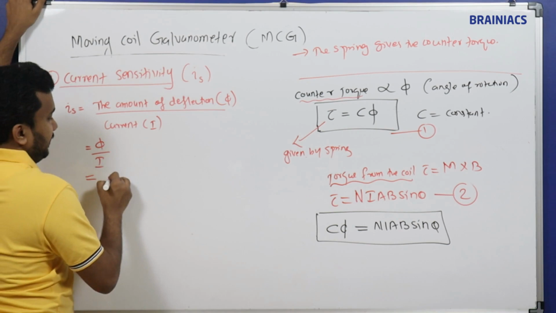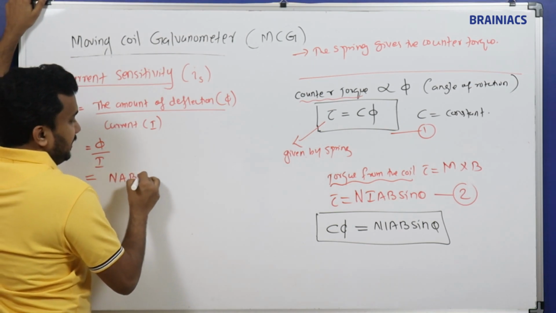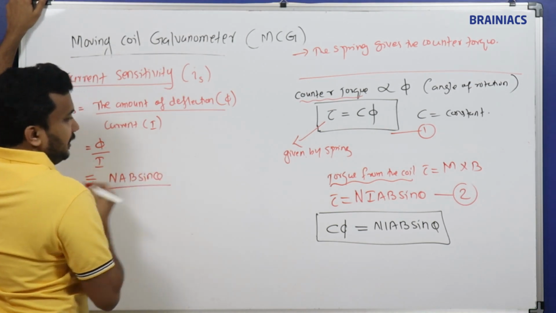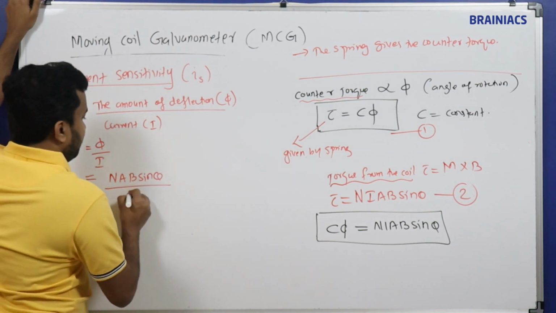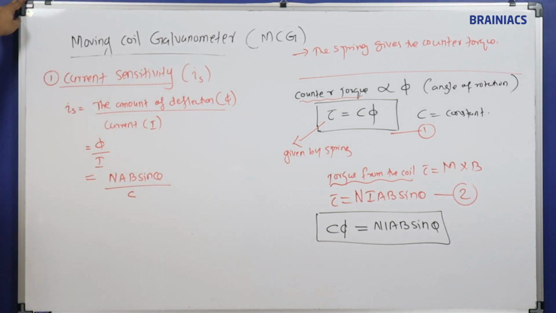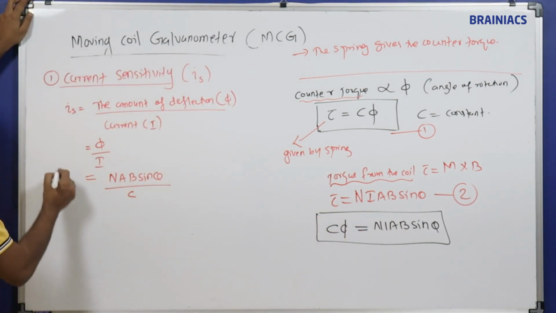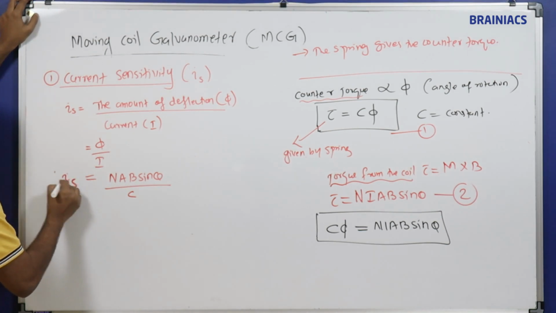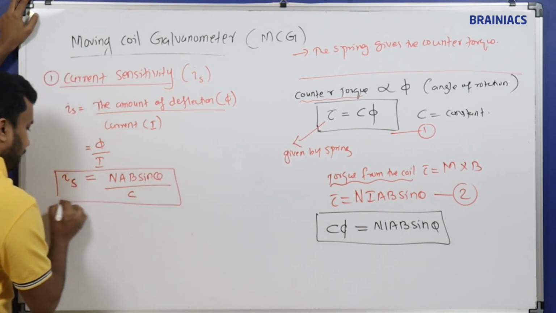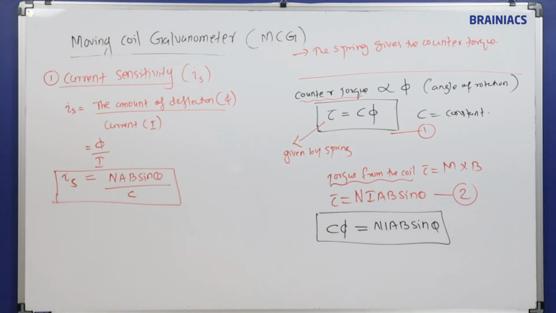Phi divided by I is NAB sin theta, whole divided by C, the constant. This I is taken to this side: NAB sin theta by C. This is called the current sensitivity. Important. So the current sensitivity is NAB sin theta divided by C. Theta is the angle between the magnetic field and the area vector.